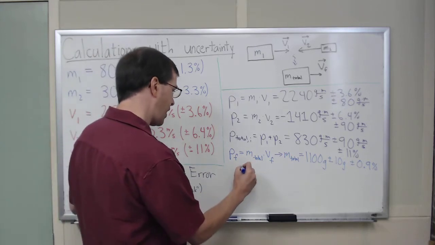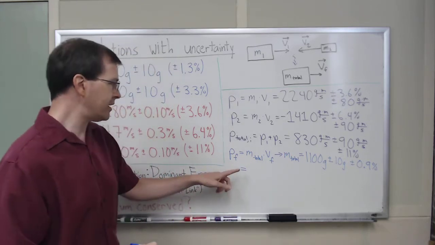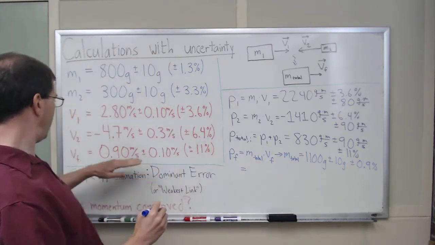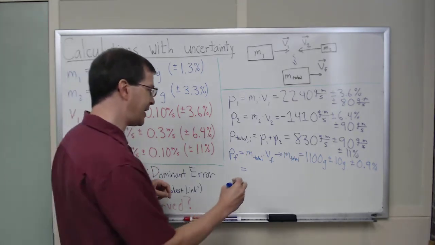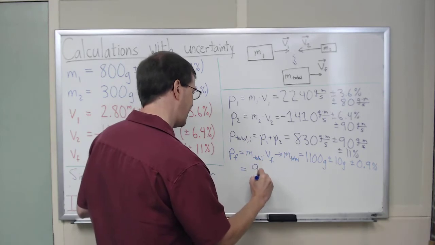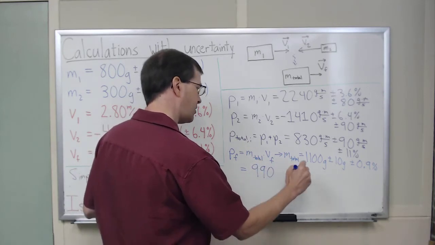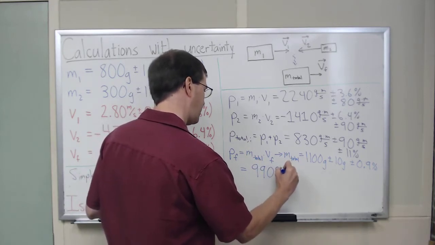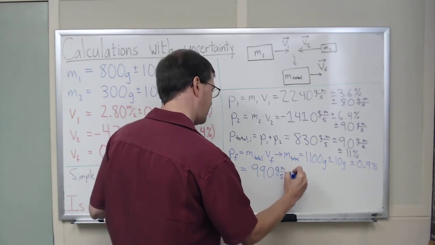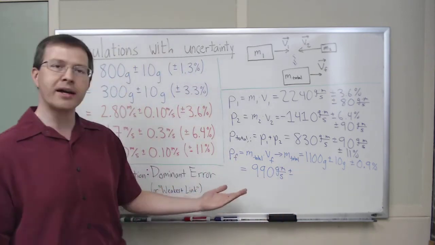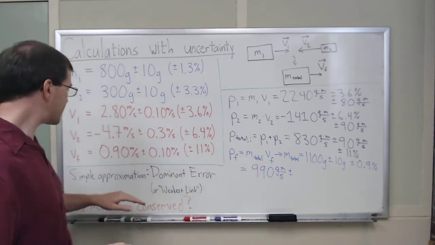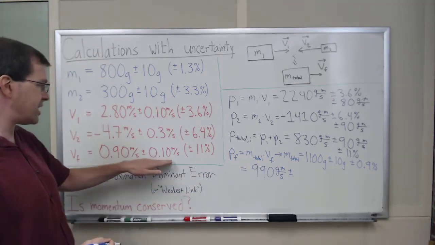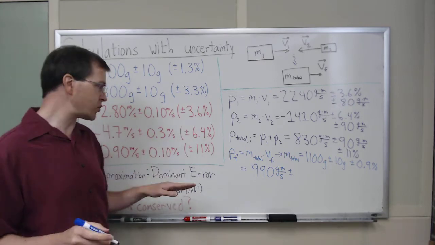So then my momentum final is this total mass times V final down here, 0.90. And so I can put that together. I get that this is 990 gram meters per second. And then I need to work out what my uncertainty is. Well, it's a product, mass times velocity. And so my velocity final uncertainty, product means relative uncertainty is what I look at.